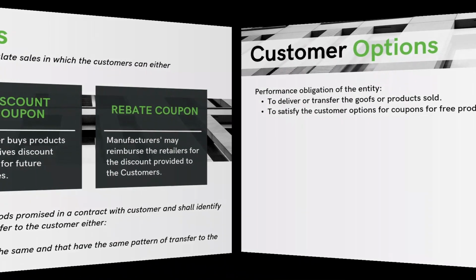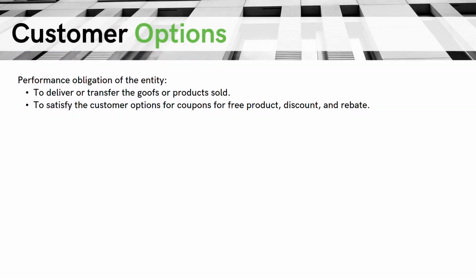So, first is, there is an obligation. The entity has a performance obligation first to deliver the goods or the product sold, and then to satisfy the customer option, either free product, discount, or rebate. So, that is the liability of the company. Since we have a liability, we will also record or recognize this one in our accounting books.